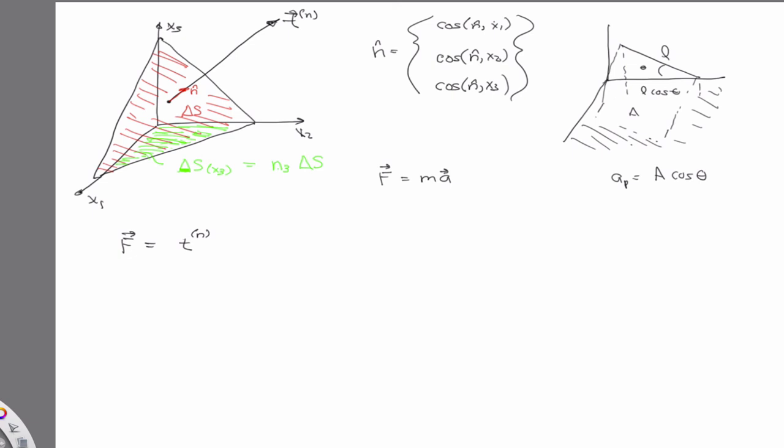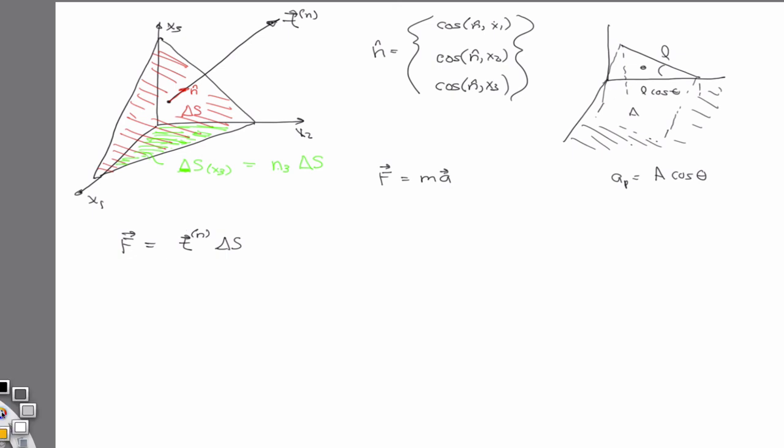Now remember, this is attraction, so that's a force per unit area. In order to turn it into a force, so that we can write down F equals ma, we have to multiply by the area. Here, the area is delta S, so this is a force.